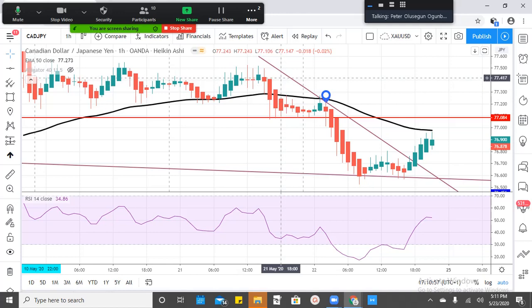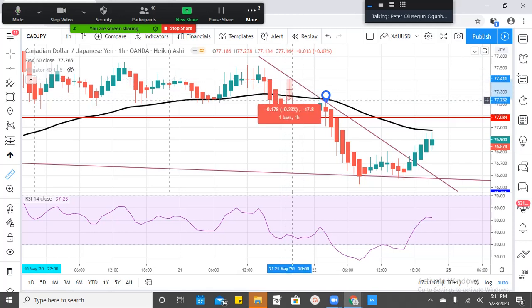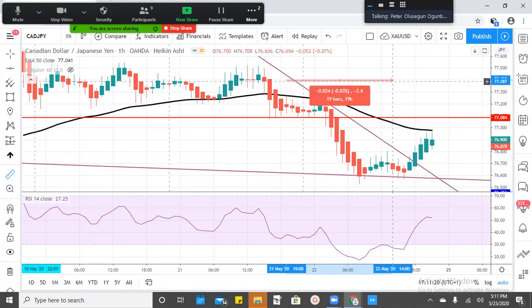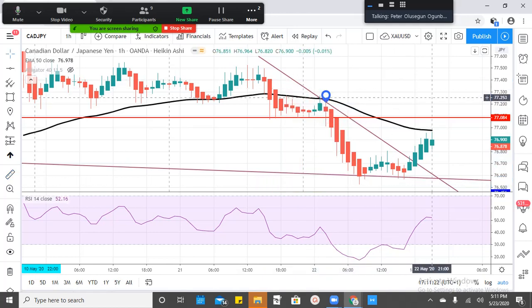Some people can actually enter around here. If you entered around here, how many pips would you have gained? From here down to this point, we have missed about 32 pips. So if you add your 32 to this, you'll be having like 88. So our entry is also very important.